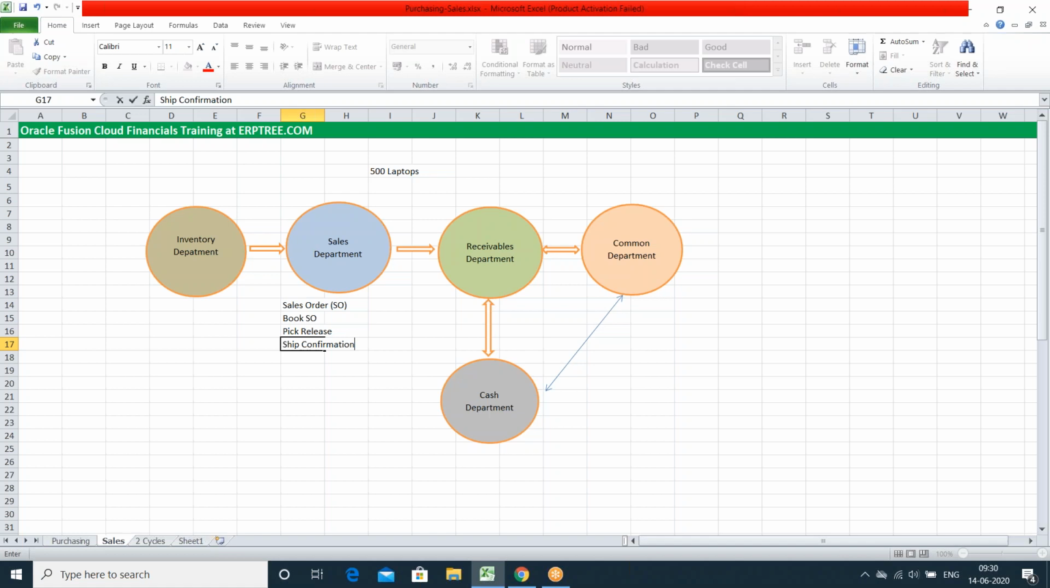They'll record that ship confirmation happened. Now if any call comes from the customer, the sales department can answer, today morning only we shipped, you will be receiving by today or tomorrow based on the distance. So that's how these activities need to be handled by the sales department.